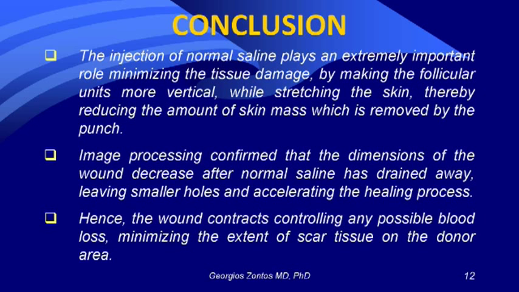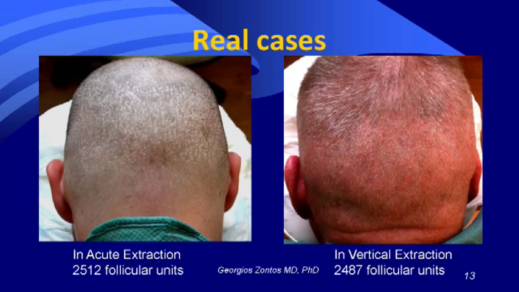So then, we can conclude that the image processing validated our theoretical prediction and confirmed that the injection of normal saline prior to harvesting dramatically reduces the injury to the donor area, accelerates the healing process, and minimizes any noticeable scarring to the donor area. Now, let me draw your attention to the last slide, where you can determine from the pictures the effect of acute and vertical extraction to the donor area in two similar cases.